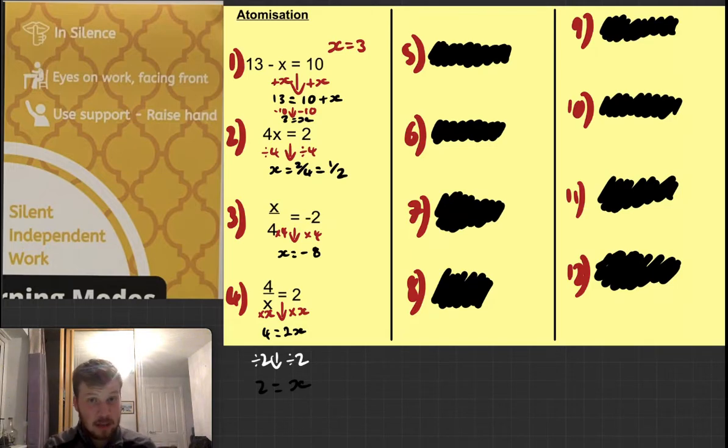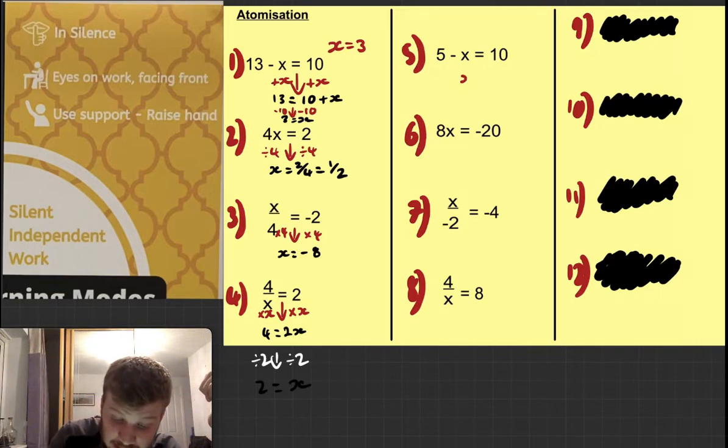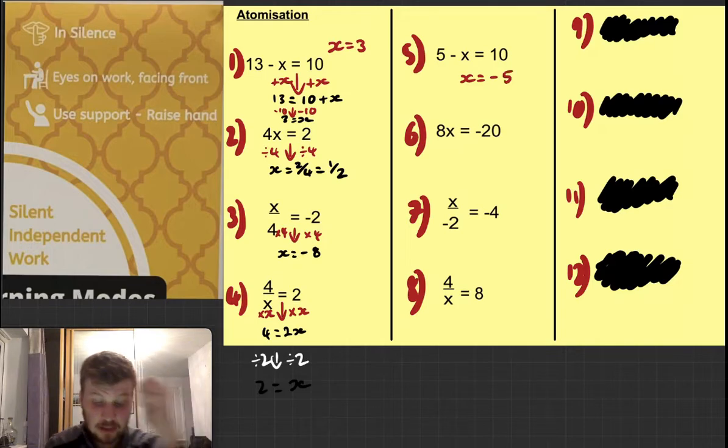I'm going to show you the next 4 questions. I want you to write them in, do your workings out, and then go about trying to find the answer. So for the first one, what we should be doing is adding x and then taking away 10 like we did in question 1, and we should get an answer of x is equal to negative 5.